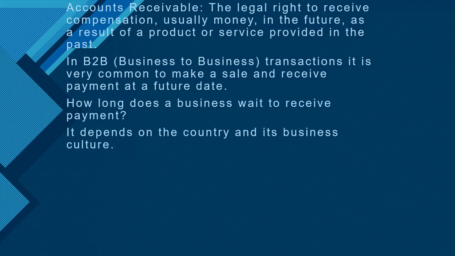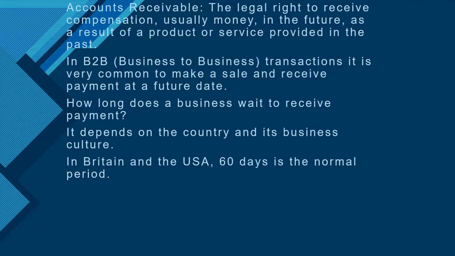So how long do we wait to receive payment? It depends on the country and the business culture. Every country is different. So for example, in Britain and the USA, 60 days is the normal period. Normally with B2B transactions, you make a sale, you've got to wait 2 months to receive payment. And during that 2 months, that's 60 days, on your balance sheet, you will have accounts receivable. You've got a legal right to receive that money in the future arising from a past product or service being provided. When we receive the cash, the receivable will disappear and will be replaced by the cash.